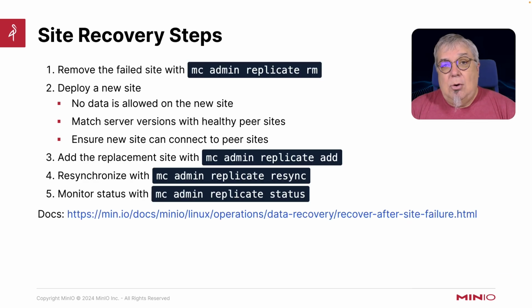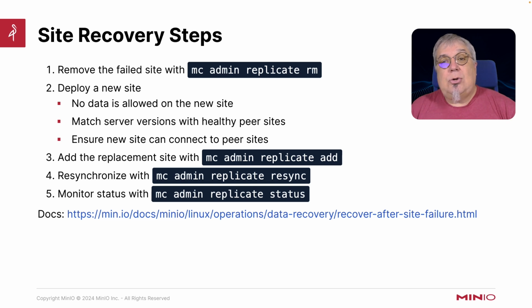There are a few steps you have to go through when you are recovering a site. First of all, you have to remove the failed site. MC admin replicate is going to continue to try to do site replication to that failed site until you remove it from your site replication setup. You can remove it using MC admin replicate rm.